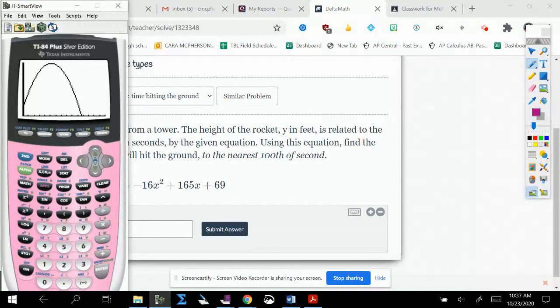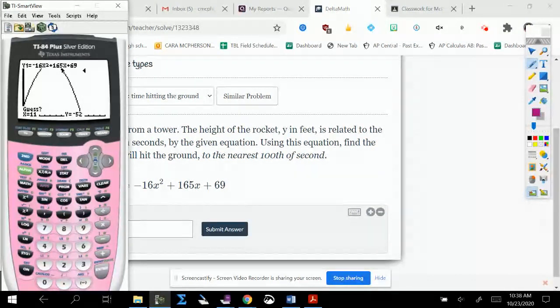So again, I'm using the zero button to see when it crosses or touches the x-axis. So I'm going to go to second and trace. I'm going to hit the zero button. I'm already before it crosses, so I'm going to hit enter. So I think it crosses somewhere around 10 seconds. So I'm going to put a number a little bit bigger than 10 seconds for my right bound.